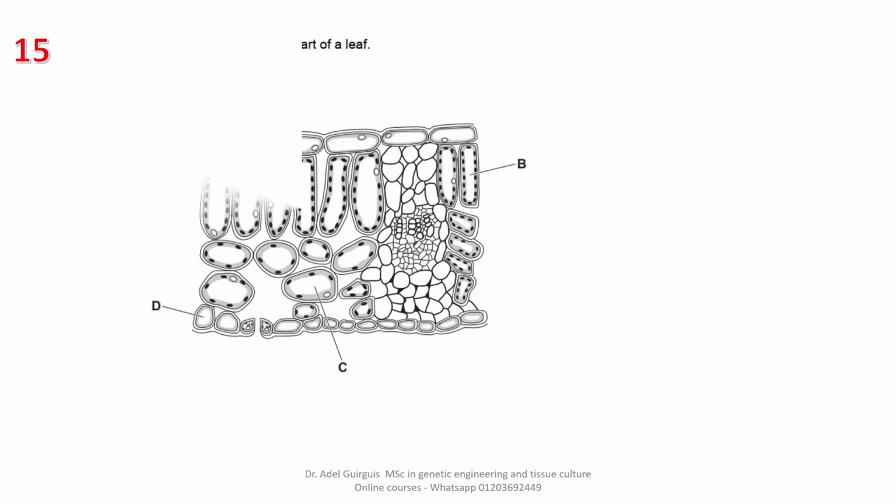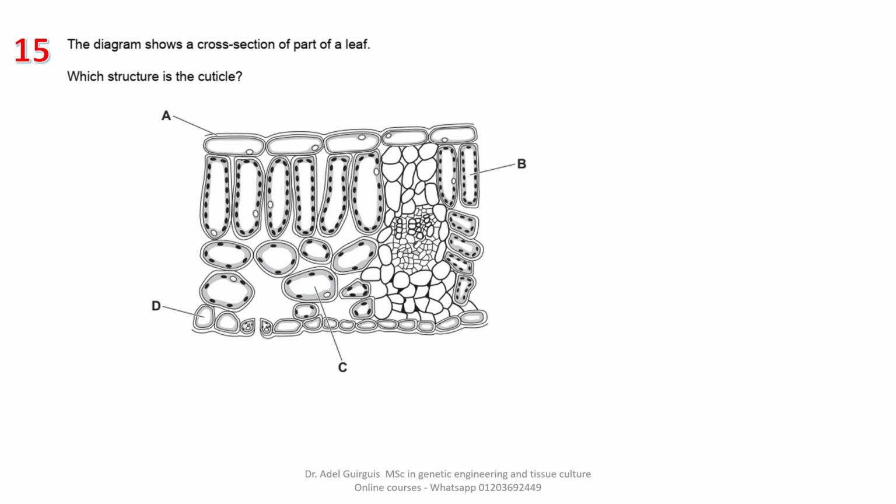Number 15. The diagram shows a cross-section of part of a leaf. Which structure is the cuticle? The cuticle is a waxy layer formed by the epidermis. It is needed for the plant to reduce or prevent water loss. It normally lies covering the upper epidermis or even the lower epidermis. Here, what is its label? Which structure is the cuticle? Structure A. Okay, it covers the upper epidermis.